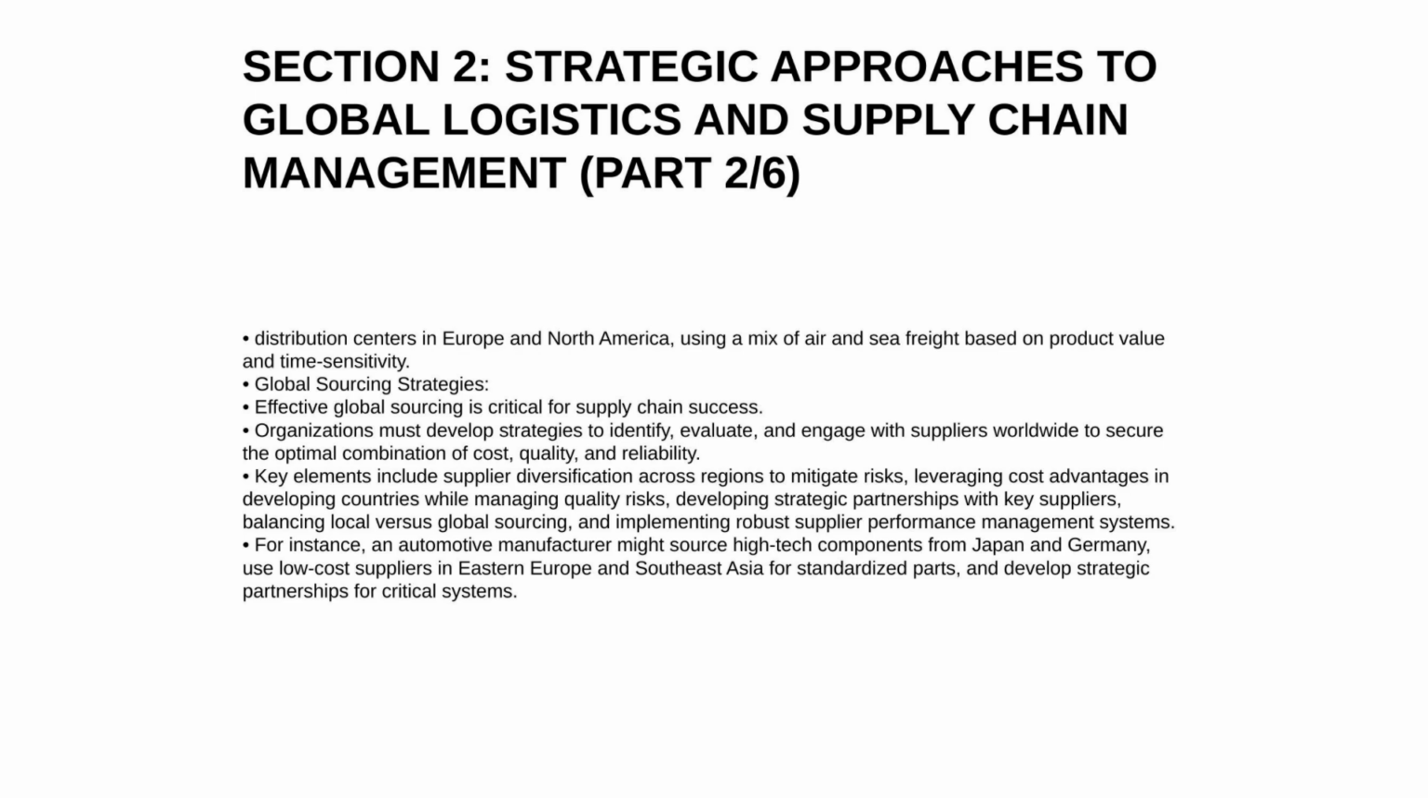Global sourcing strategies. Effective global sourcing is critical for supply chain success. Organizations must develop strategies to identify, evaluate, and engage with suppliers worldwide to secure the optimal combination of cost, quality, and reliability. Key elements include supplier diversification across regions to mitigate risks, leveraging cost advantages in developing countries while managing quality risks, developing strategic partnerships with key suppliers, balancing local versus global sourcing, and implementing robust supplier performance management systems.